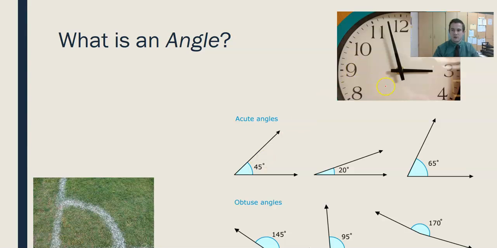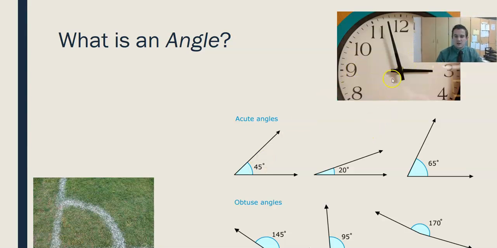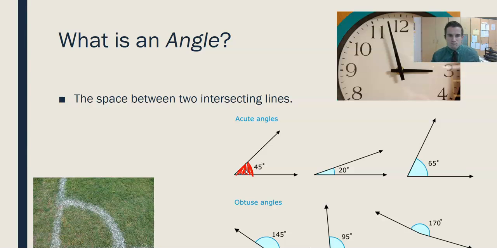Now, what is an angle? A lot of times when we think of angles, we think of something like this. This would be an angle. So the definition that we're going to use for this class, for the sake of what we're going to be doing, is an angle is the space between two intersecting lines. It's formed by these two lines right here. And we measure the space in between using degrees. So like this might be a 45-degree angle, a 20-degree angle, 65-degree angle, 145-degree angle, etc.